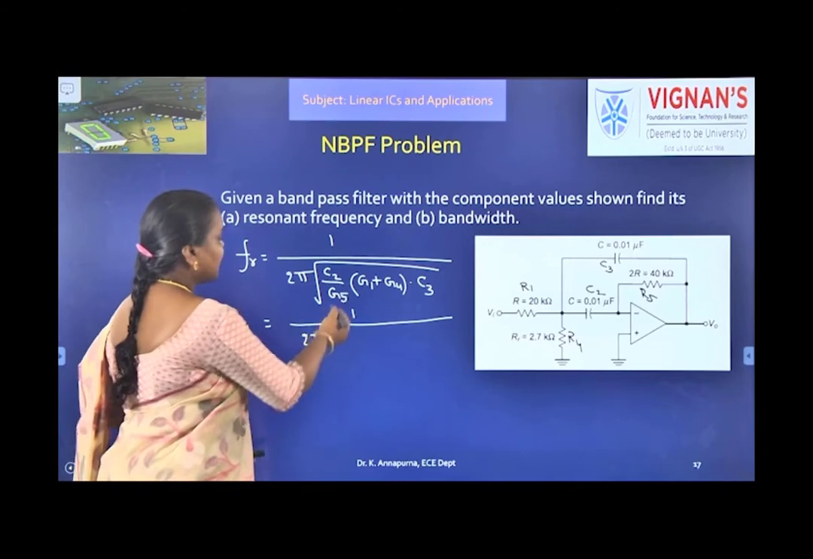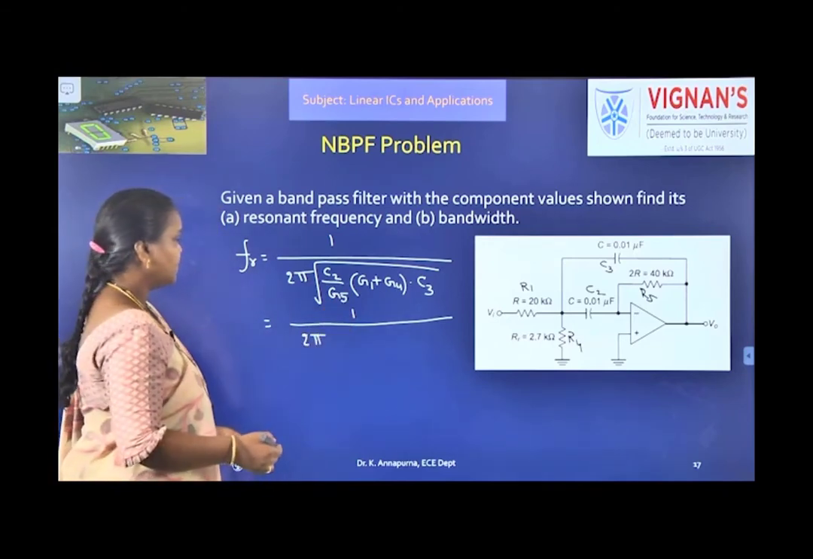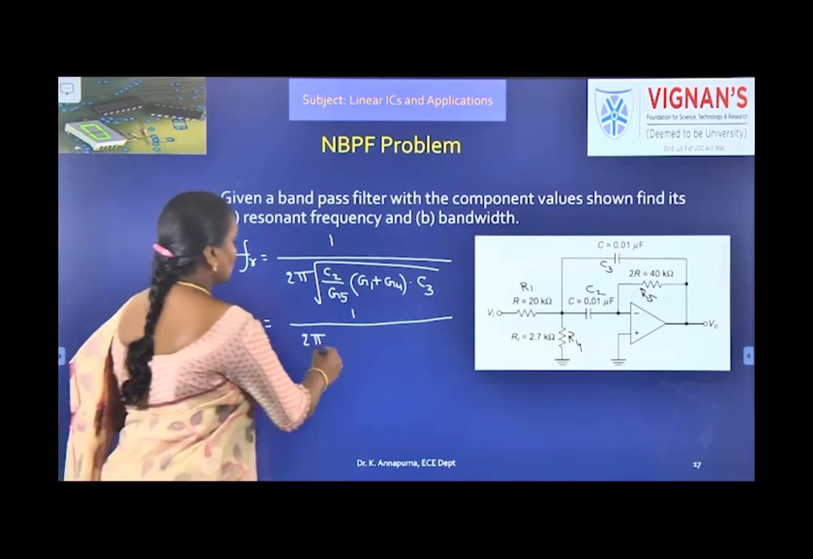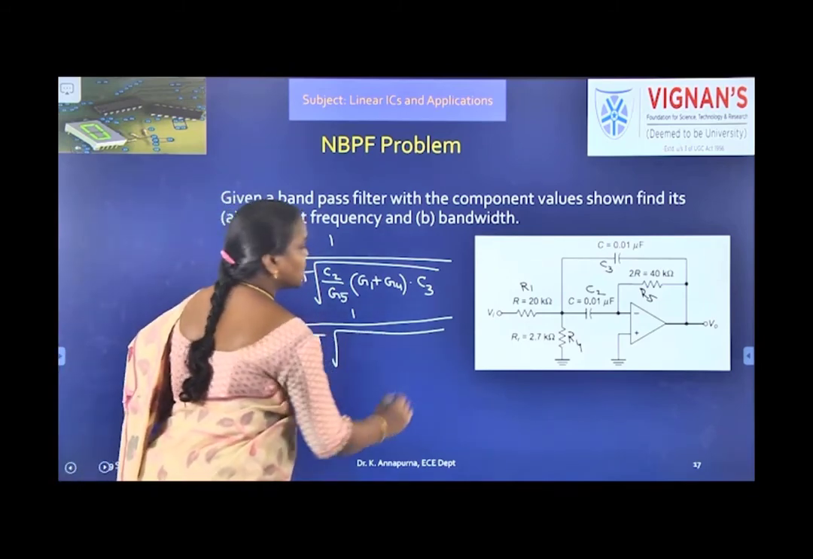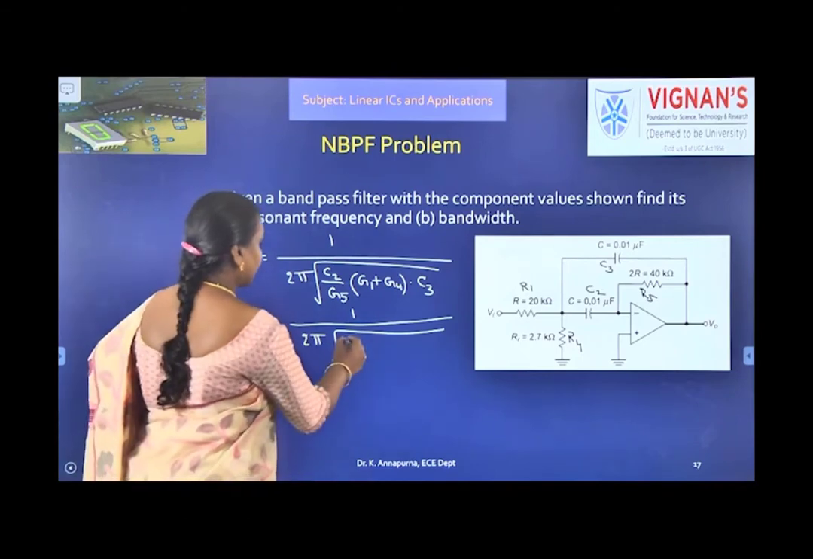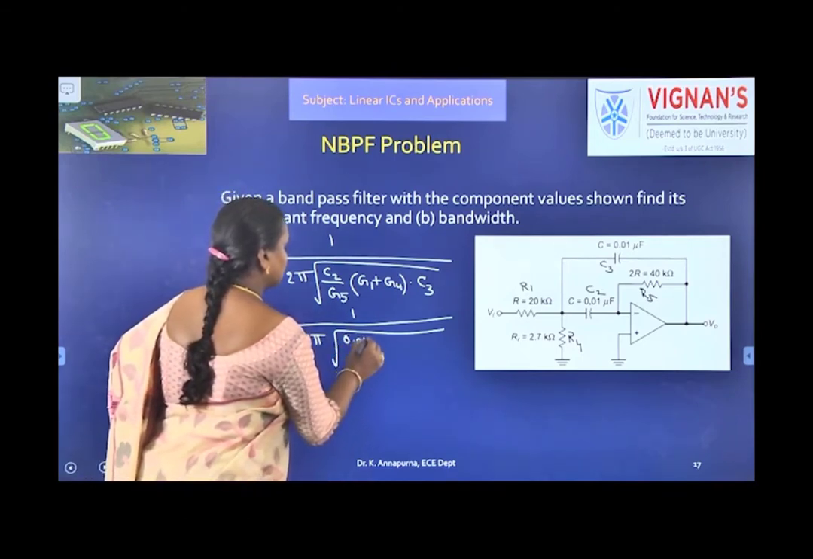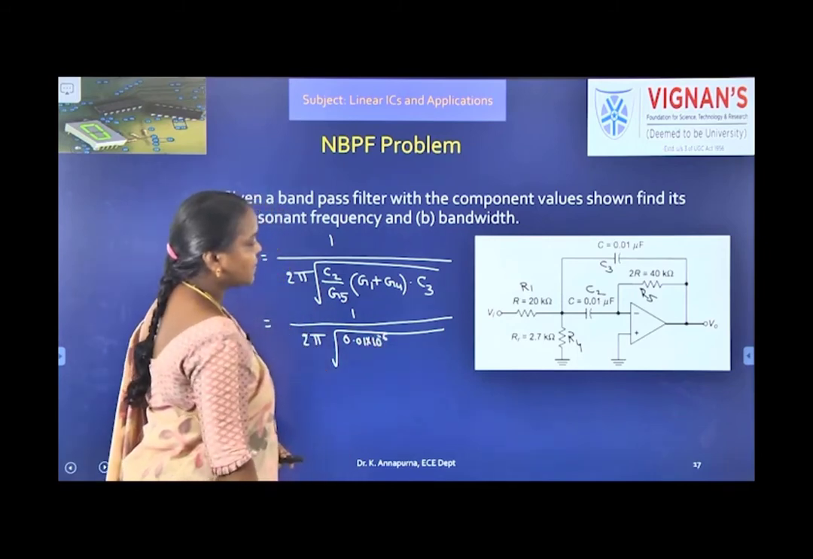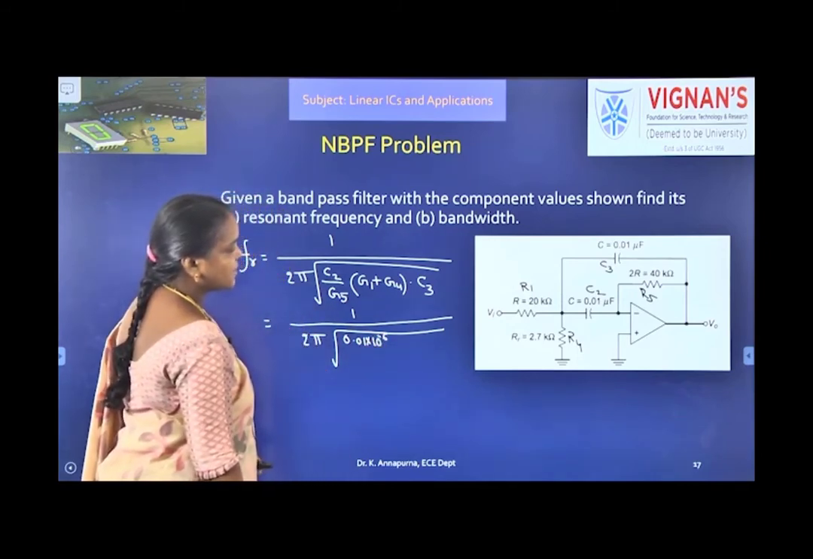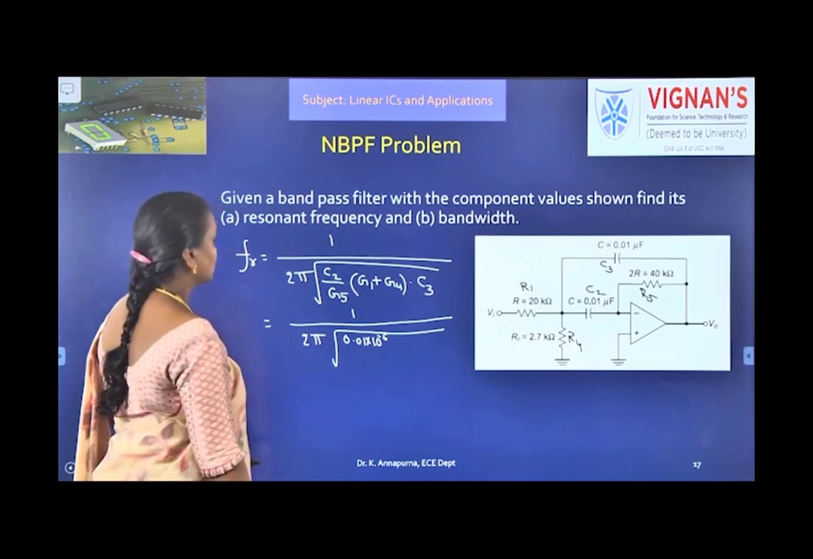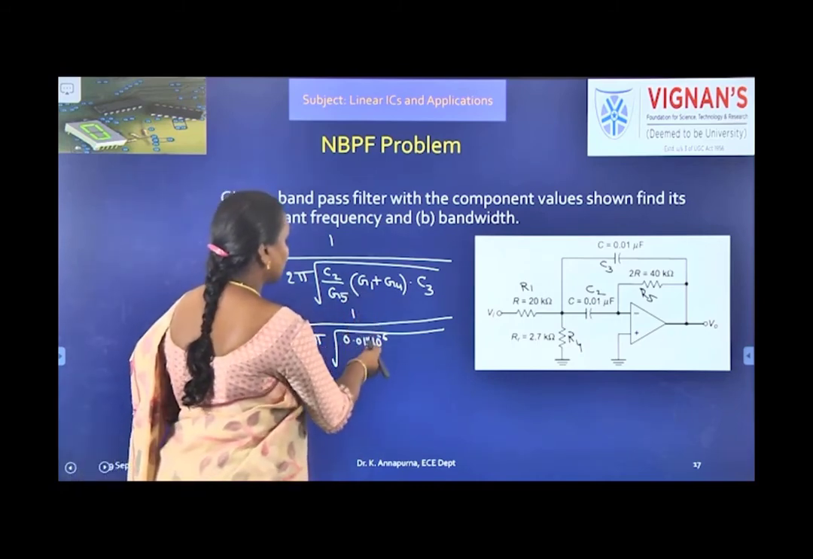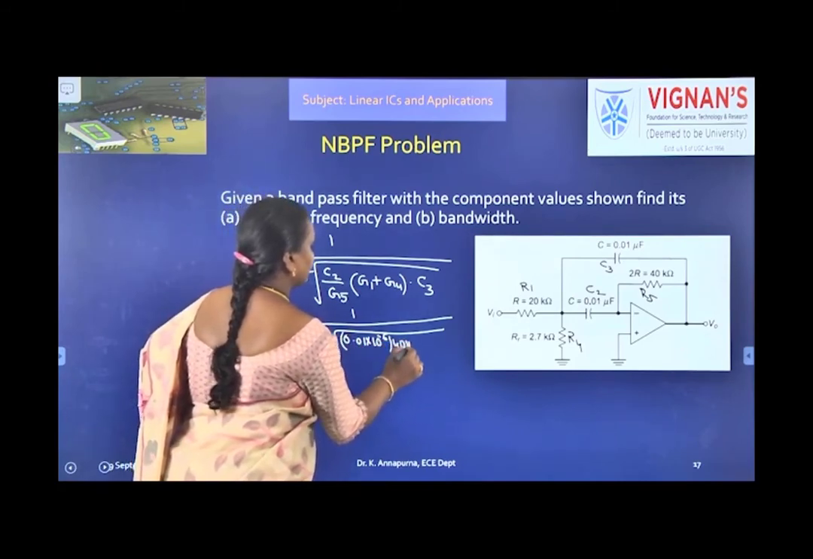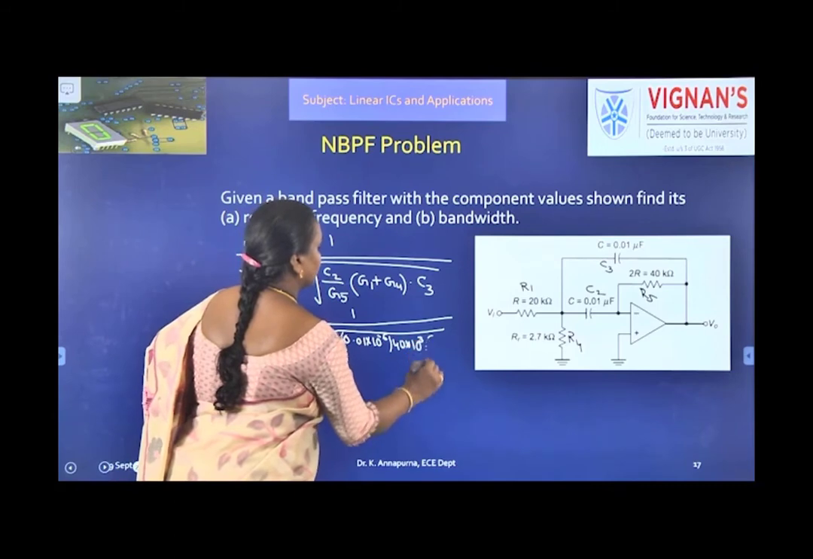And G5 is nothing but 1 by R5. So 2 pi square root of, what is C2 value? 0.01 micro. Micro means 10 power minus 6, by G5. So it is 40 kilo ohms. So 1 by G5 means into R5, so it is 40K. Okay.